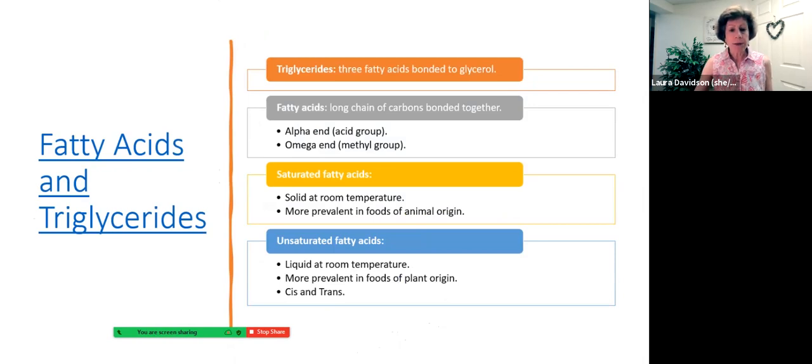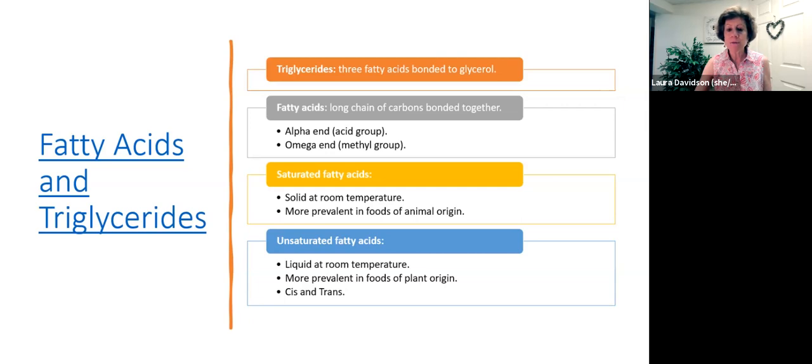I'm going to show you a video that does a nice job of explaining why we need to focus on type more than total, perhaps. But before we do, here's some very brief bits of information. So we know that triglycerides are fats and oils. They consist of 3 fatty acids bonded to a glycerol.